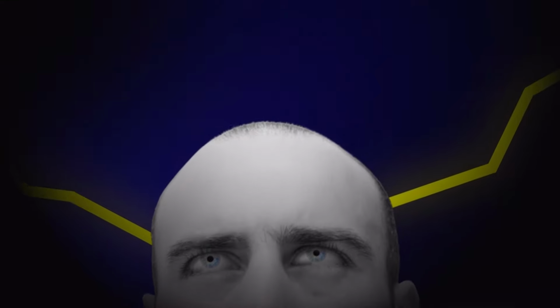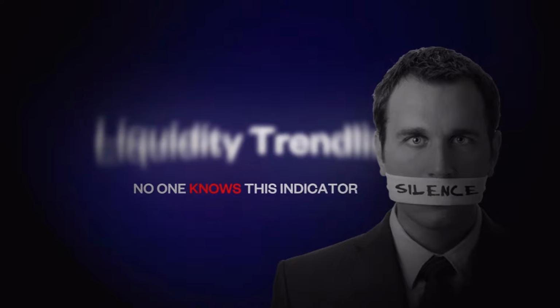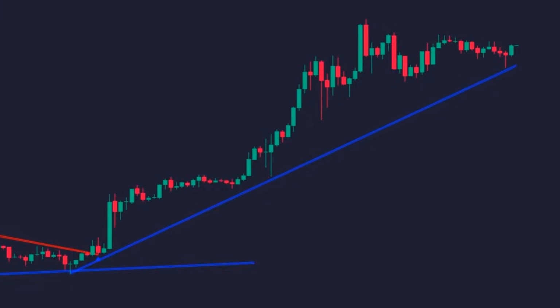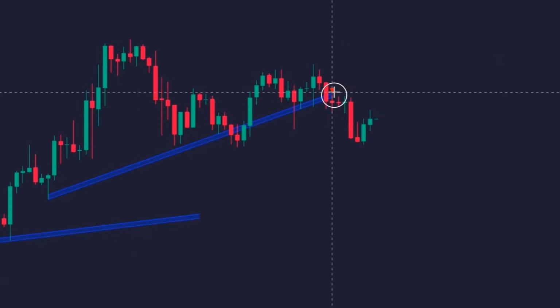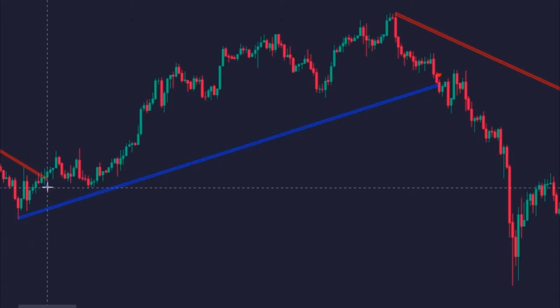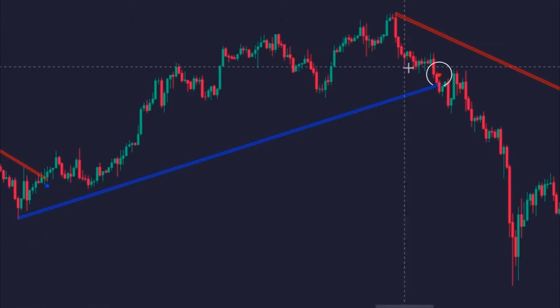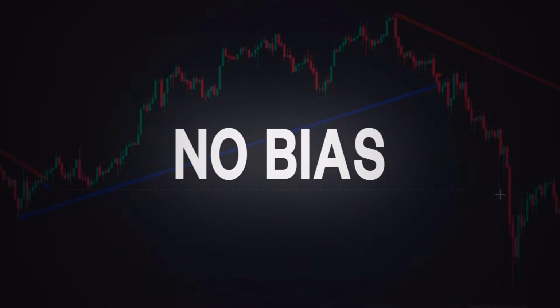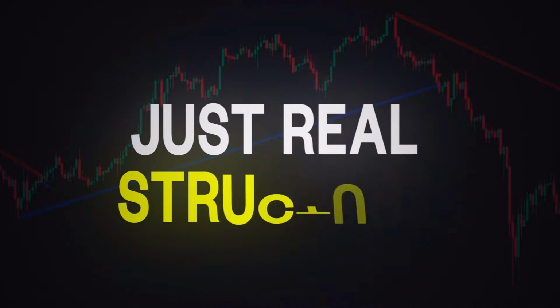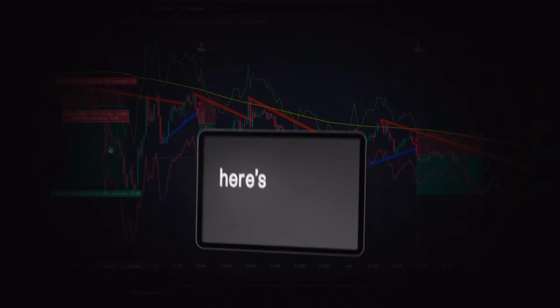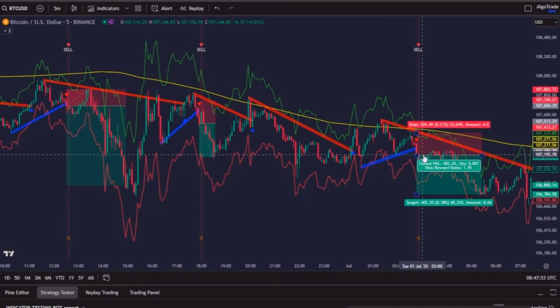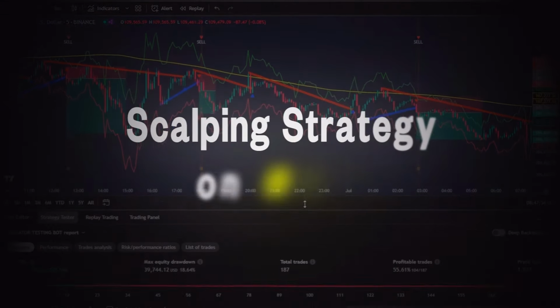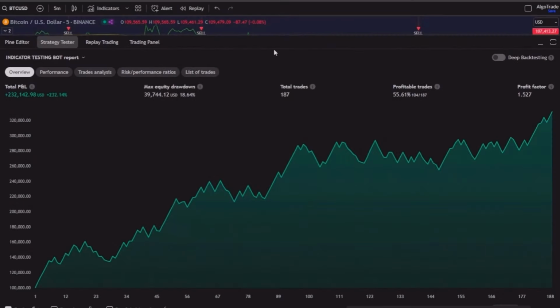However, there's a new and free TradingView indicator that almost no one knows about, that eliminates all the guesswork. It draws trend lines for you automatically, detects breakouts in real time, and even plots long and short signals on the chart. No bias, no second guessing, just real structure, ready to use. And here's the best part. I used this tool to create a scalping strategy on Bitcoin, and it produced over 50% profit per month.